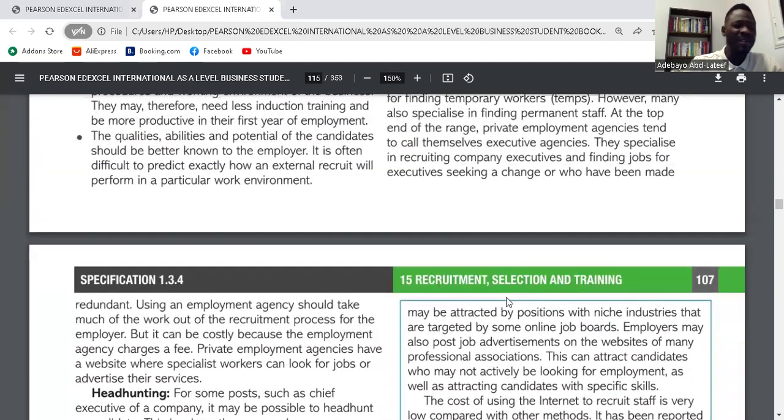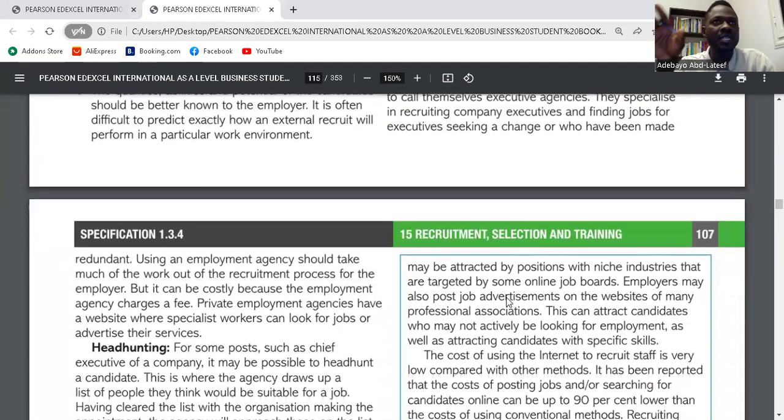Private agencies are in between the companies and those that are seeking employment. So the companies would only tell them that we need a specific group of people for certain positions. So please help us, or in case you have any, just direct them to us. This is an example of outsourcing.